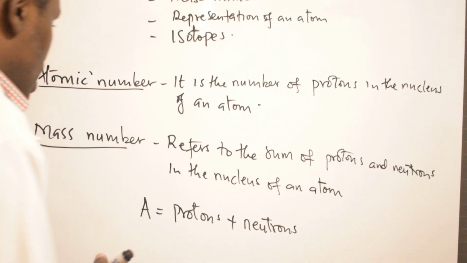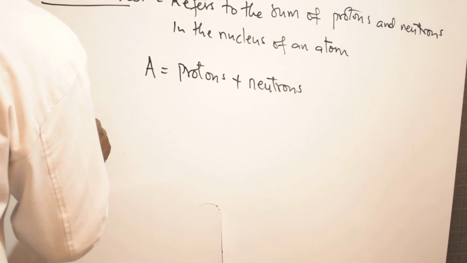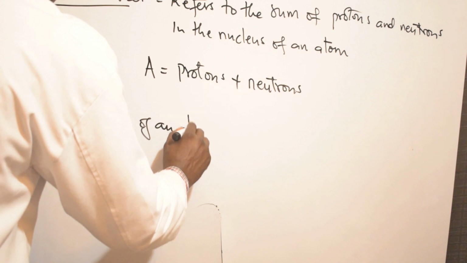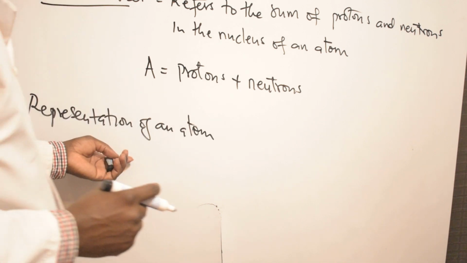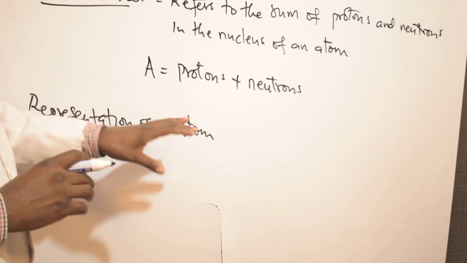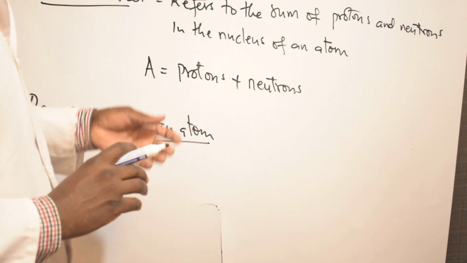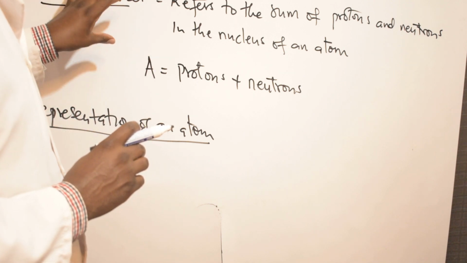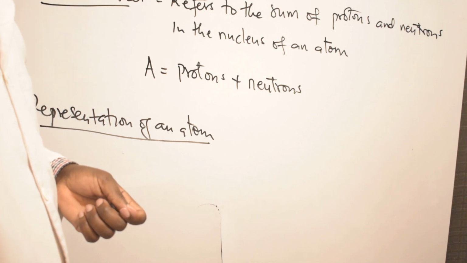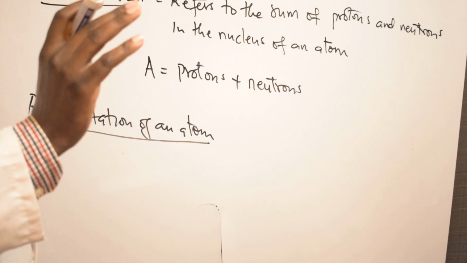Now, let me mention how we represent an atom. An atom may be represented using the atomic number, the mass number, and of course the chemical symbol. Basically, that's how we are going to represent an atom.